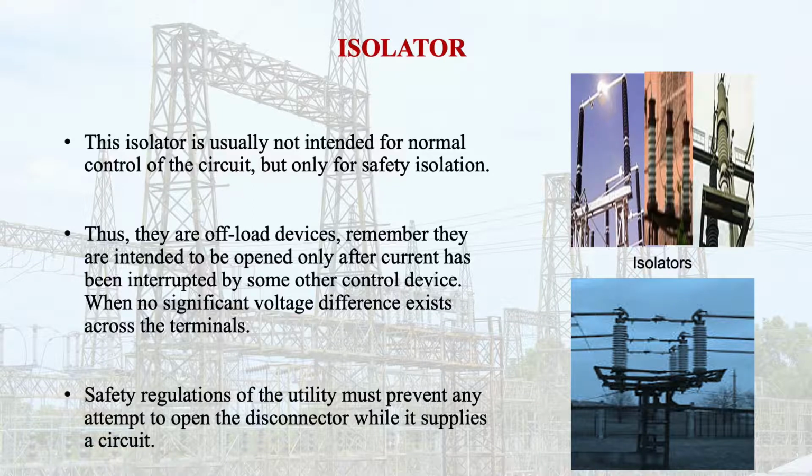The safety regulations of the utility must prevent any attempt to open the disconnector or isolator while it supplies a circuit. That means it cannot be used for simply opening the circuit. So for the isolator, the circuit is to be de-energized using some other control device. Then the isolator is operated offline.